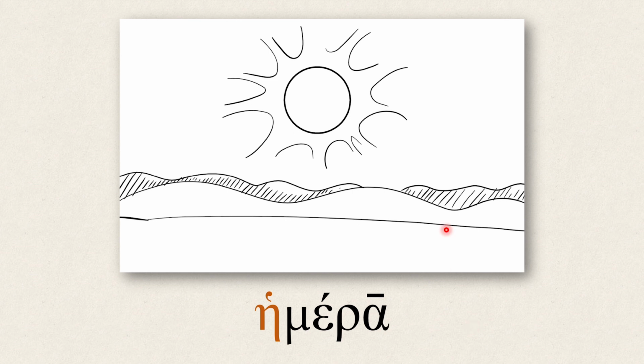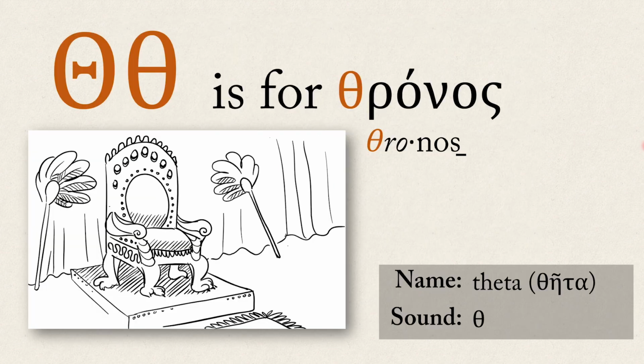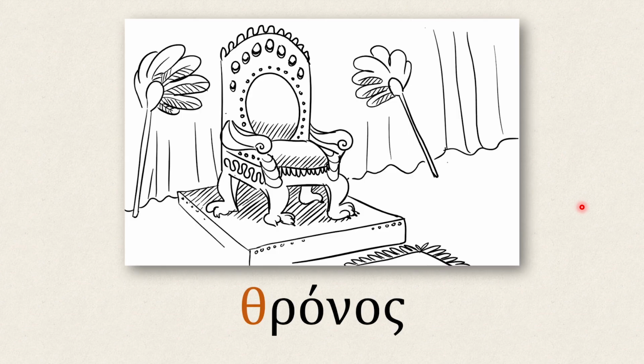Hemera means day. Th is for thronos. Thronos is a throne. The letter name is theta. Theta makes a fricative th sound in Lucian pronunciation. Th. Thronos.